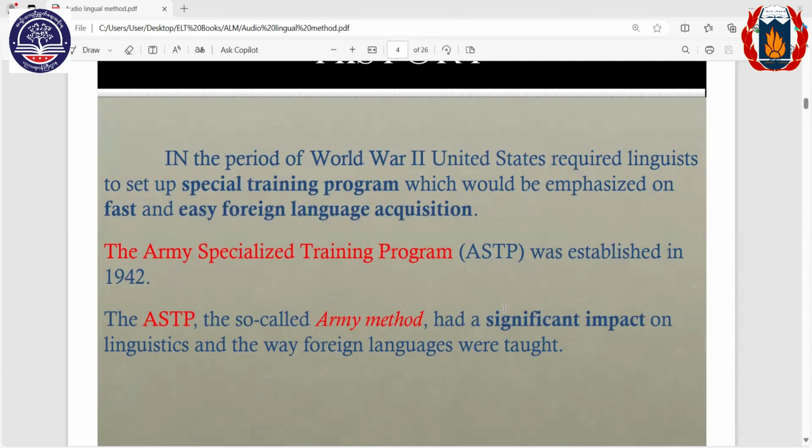So why is it called the Army method? What do you think? Why is it called the Army method? What are the demands for the soldiers in order to learn the language by using the audio-lingual approach?